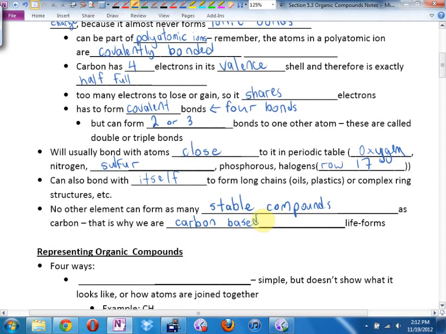When you burn wood on a fire, that black stuff that's left behind, that's carbon. Okay? When you burn plants, same thing. When our bodies decay, when we die, same thing. We are carbon-based life forms.